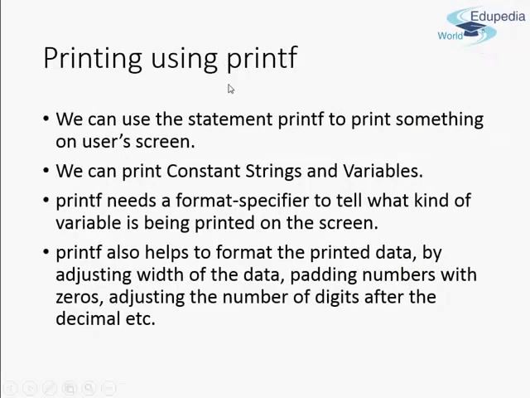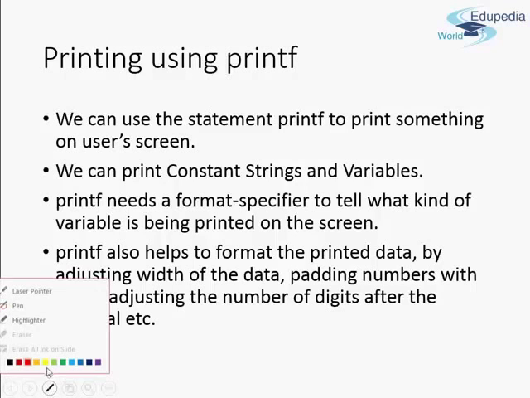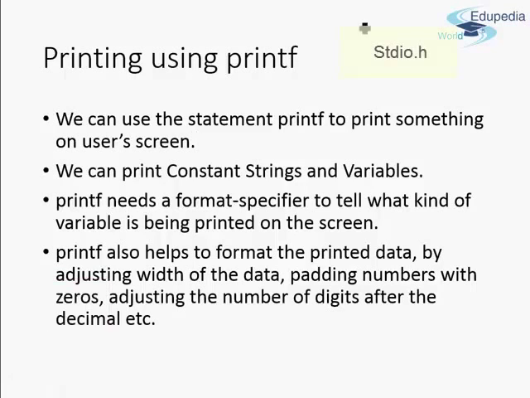So in C there is a function known as printf. This function is included in the stdio.h header file, that is the standard input output header file. When you include this header file, you will be able to use this function printf within your code. We can use printf to print something on the user screen, and using printf we can either print constant strings or we can also print variables.